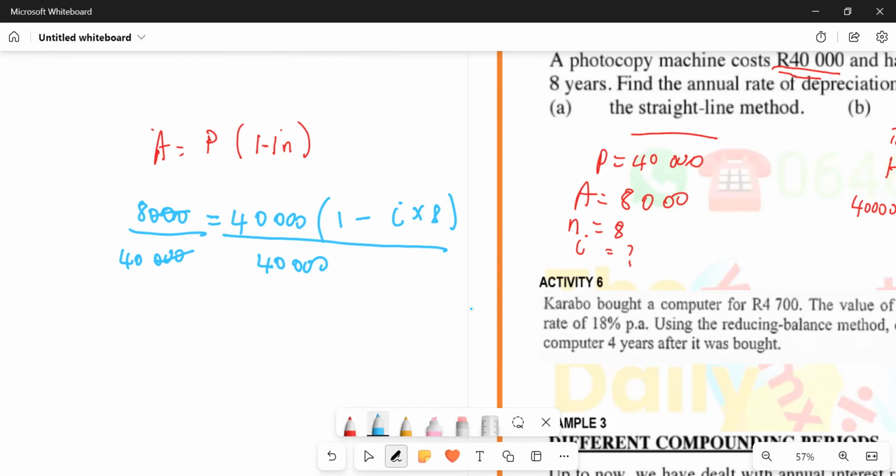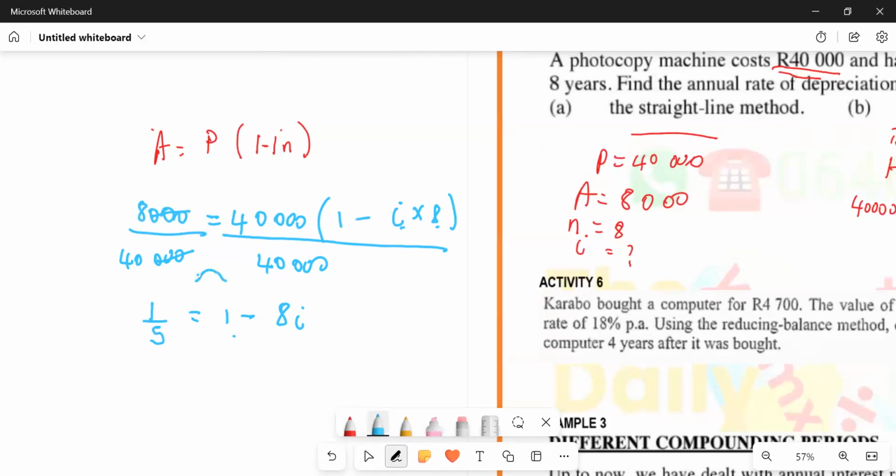So with this one of 8,000 divided by 40,000, it's equivalent to what? 1/5. So here's what I'm saying to learners: avoid writing it in decimals. We are going to round off the final answer to 2 decimal places. So when you write it as 1 over 5, it's equivalent to 1 minus, and if you multiply this one by this one, it gives us 8i. They want to get i. How should they proceed from here?